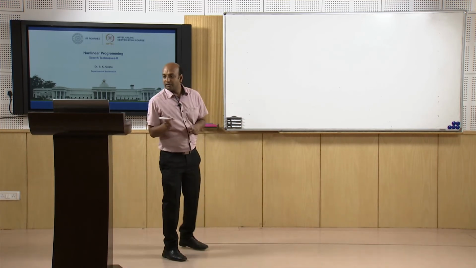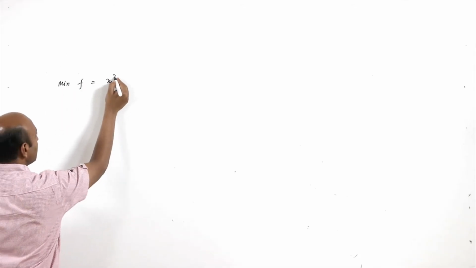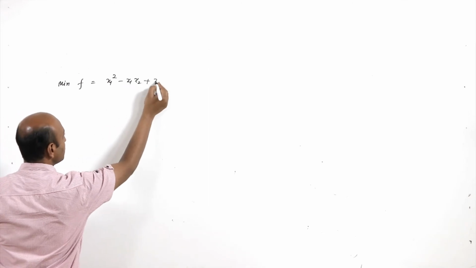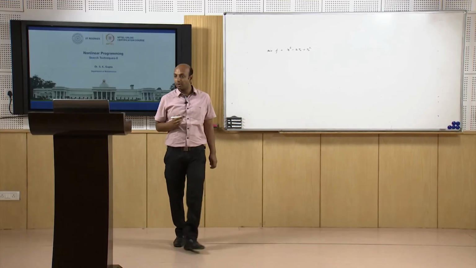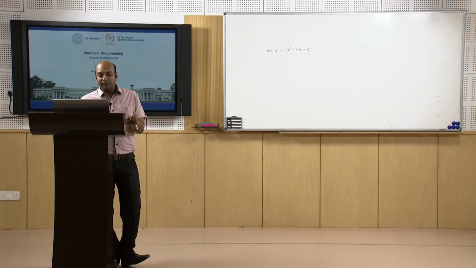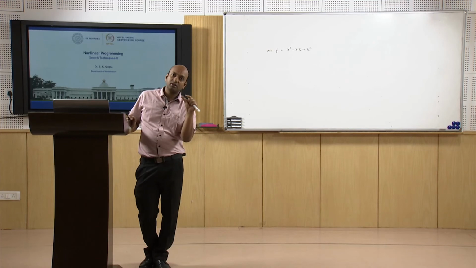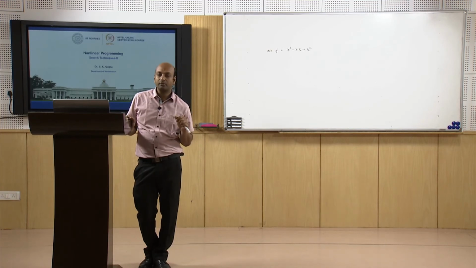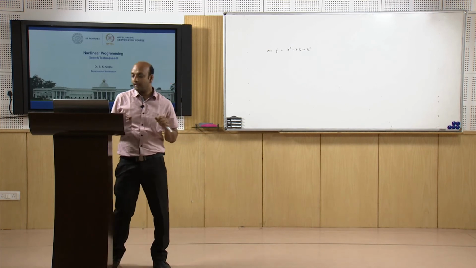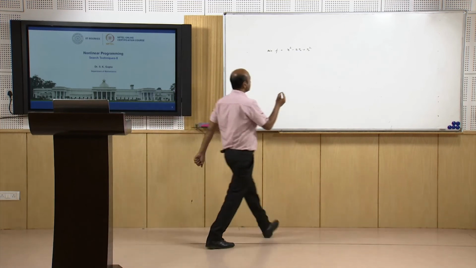Okay. So, say we have this problem: minimize f, which is x1 square minus x1 x2 plus x2 square. So, this is the problem, and the stopping rule tells us when we should stop. The stopping rule given in the problem is that the modulus of f(xk+1) minus f(xk) should be less than 0.05, that is, the difference of the two consecutive values of the function must be less than 0.05. Okay. And the initial guess given to us is 1 comma 0.5.